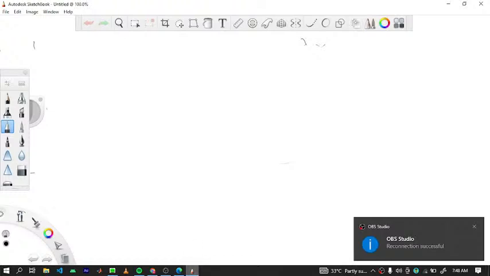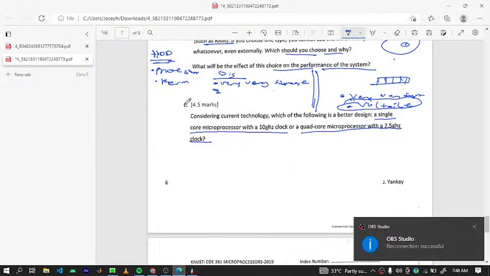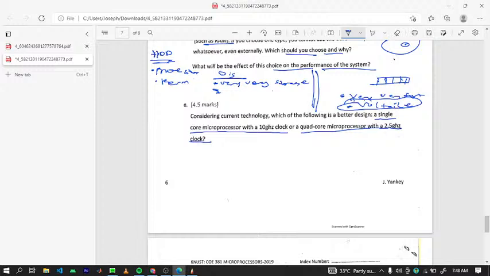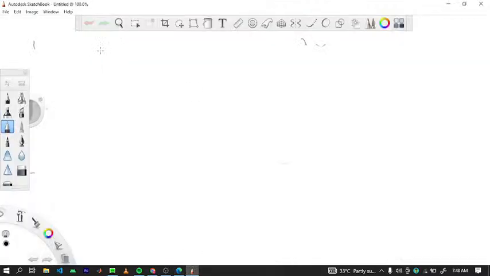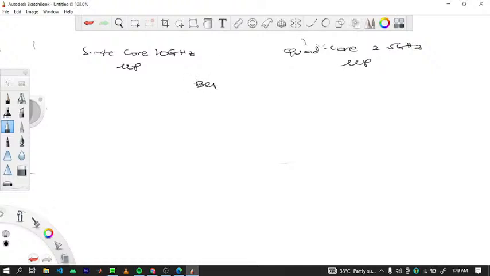Okay, cool. We are back. We're working on this C question. We're comparing a single core 10 gigahertz microprocessor and a quad core 2.5 gigahertz microprocessor. You're looking for the better of them in terms of design.